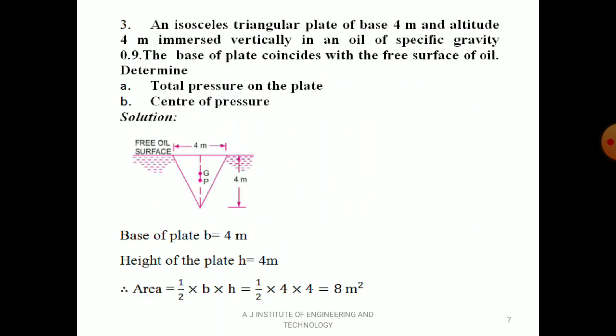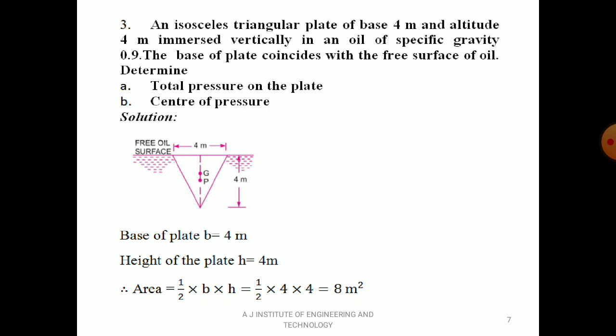Next problem. An isosceles triangular plate of base 4 meter and altitude 4 meter immersed vertically in an oil of specific gravity 0.9. The base of the plate coincides with free surface of oil. Determine, first one, total pressure on the plate, second one, center of pressure. So solution, it is better to draw the diagram here.